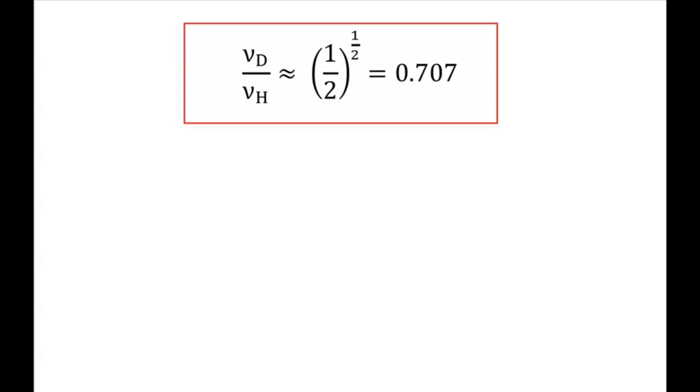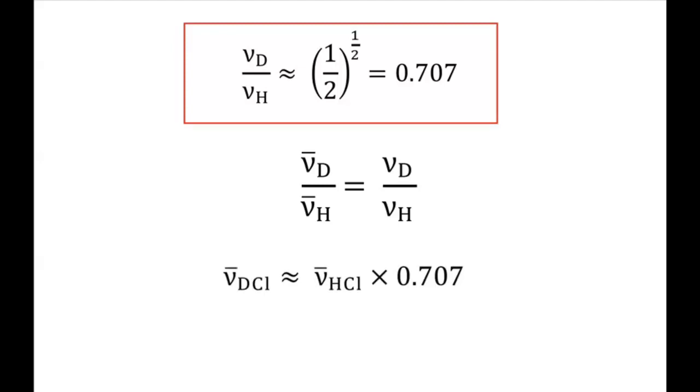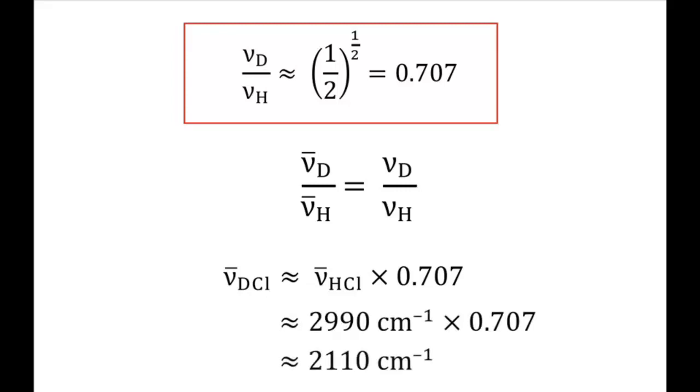Infrared stretching frequencies are normally given in wave numbers, but since these are proportional to the bond stretching frequencies, the same relationship exists between them. This means that if we know the stretching frequency of the hydrogen compound, we can predict what happens to this stretch on deuteration. For example, the hydrogen chloride stretch is observed at 2,990 wave numbers, so we can predict that the deuterium chloride stretch would be observed at 2,110 wave numbers, which is close to the observed value.